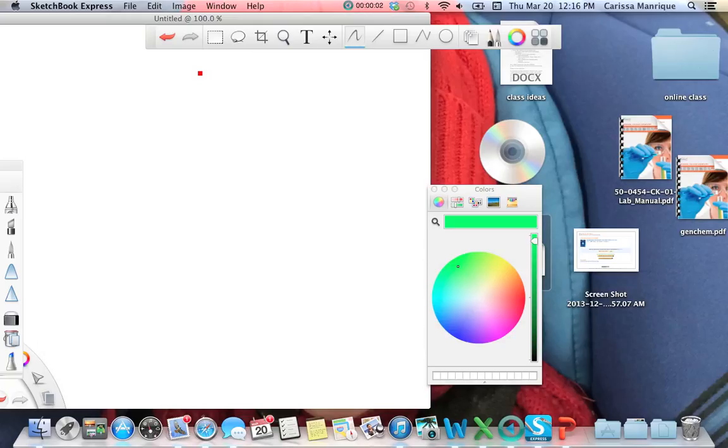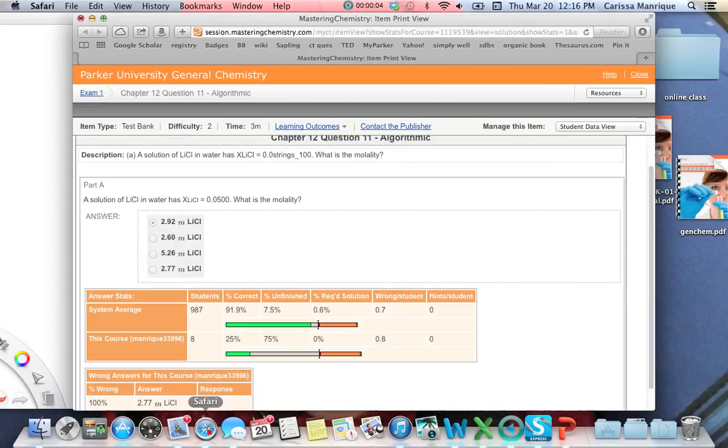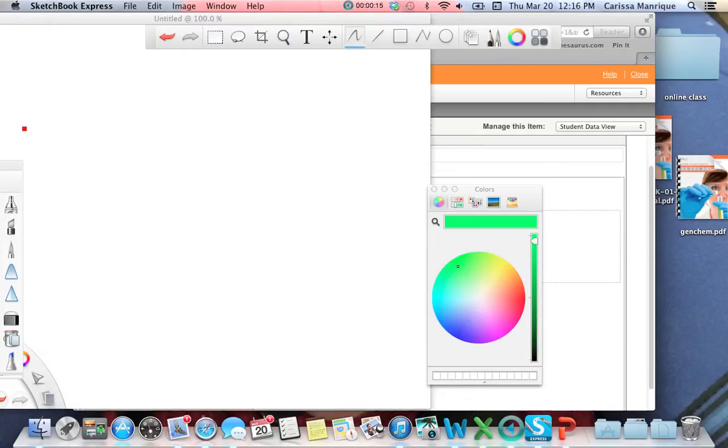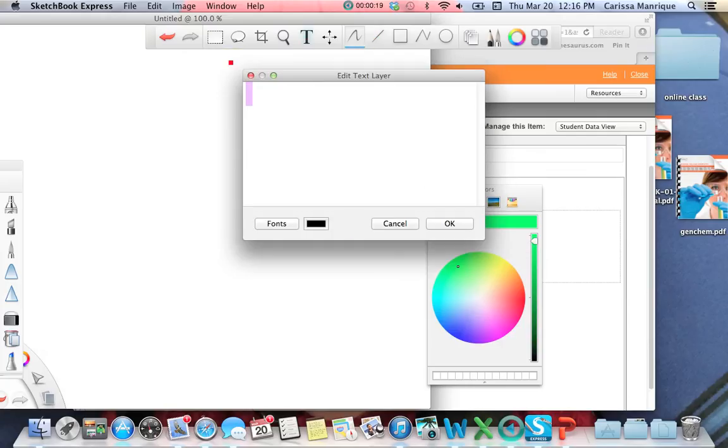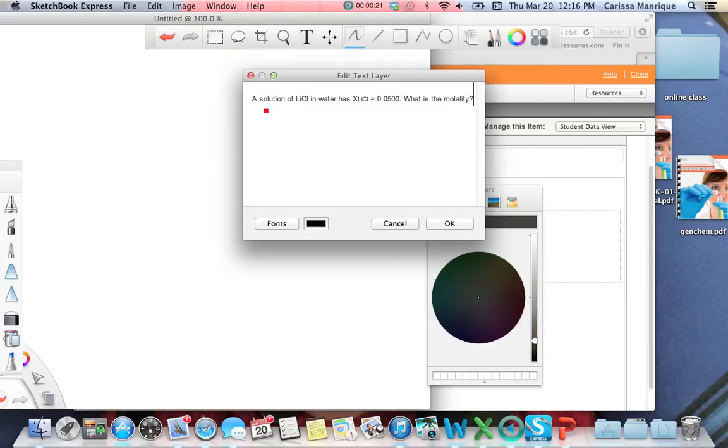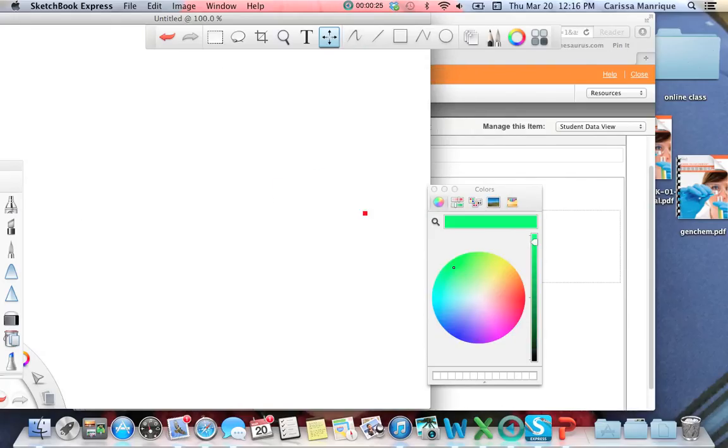I wanted to look at the question here. What is the solution of lithium chloride in water with a mole fraction of 0.05? What is the molality? So let me just see if I can copy and paste this over. Yes. And let's move this up.